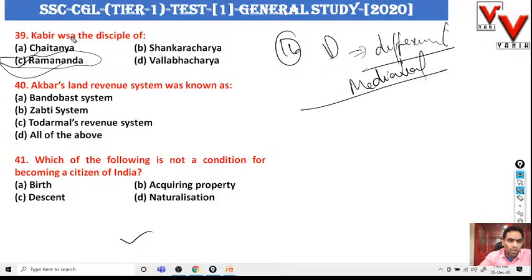Okay, so Kabir was the disciple of Ramanand. So the right answer is Ramanand.